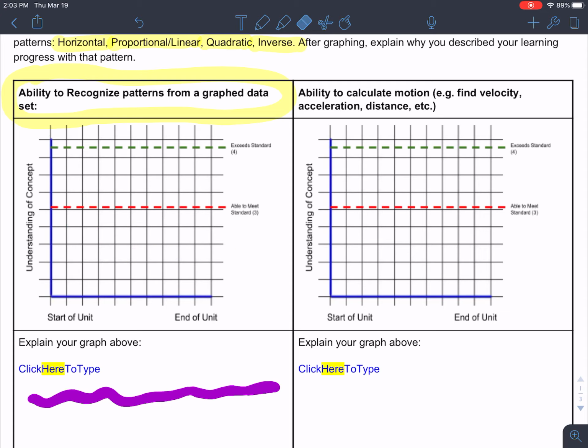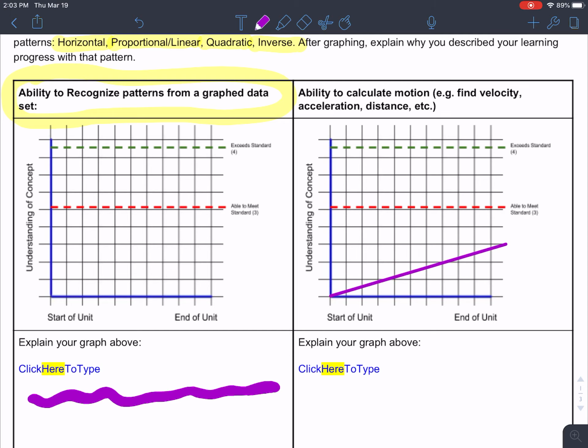Okay, so hopefully that makes sense. Just briefly going to talk about the rest of these. All right, so the second graph, your ability to calculate motion. So basically all the math in this unit that we've learned. Again, were you starting at the beginning, you didn't know how to calculate anything, and then by the end, you could calculate everything or most things. Maybe you weren't even at meeting standard. It's kind of up to you.